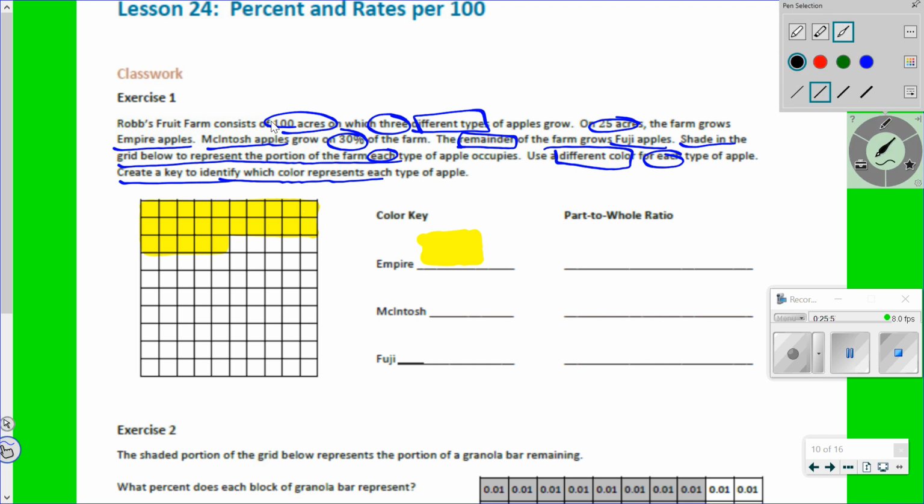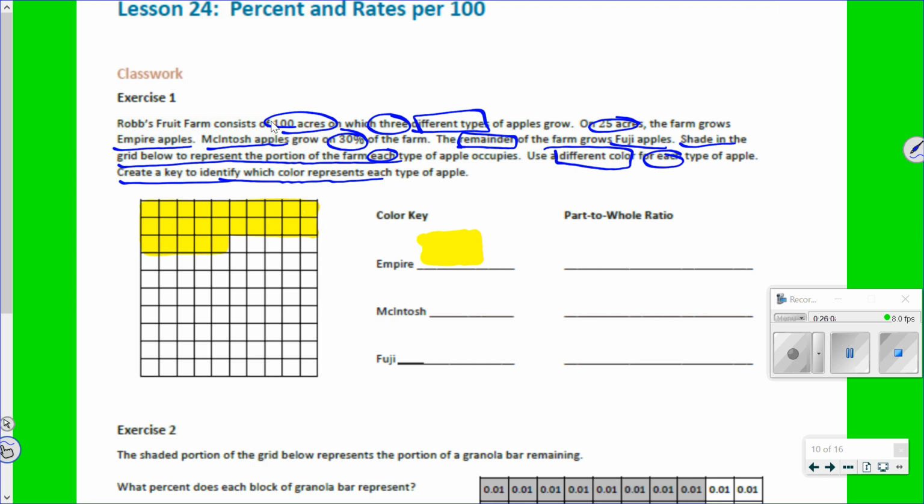And then what are we supposed to do? A part to whole ratio. So what is our part to whole ratio on this? 25. Well, on the first one. Right? Did I mess it up? No? 25 acres is Empire. Man, you made me worry about it for a second. 25 to 100. Is that my final answer? What do I do, Sean? Simplify, always, right? So I divide them both by 25, and it gives me a 1 to 4 ratio. Then I do my next one.